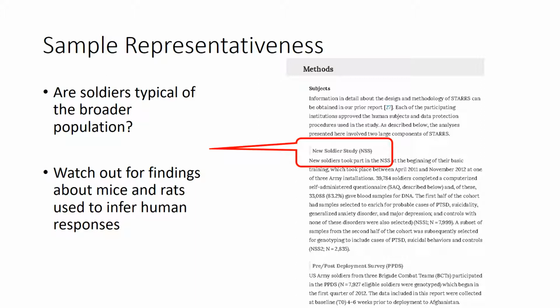Once we can say the sample size is big enough, we next need to check if the data collected is actually representative of the population we want to say something about. In this research, the population sampled were all soldiers. This raises the question, are soldiers representative of the broader population? If we answer yes, then we would be able to apply the findings of the research to the broader population. Watch out for research on mice and rats that are used to infer things about humans. Sometimes the information is not transferable.